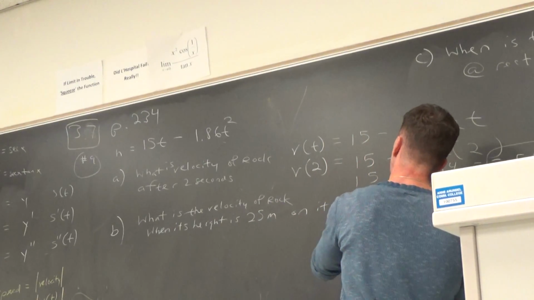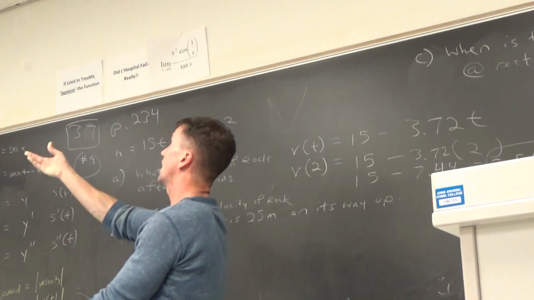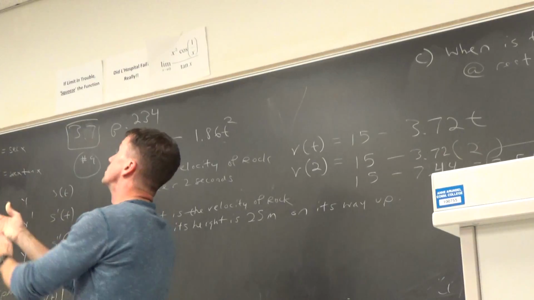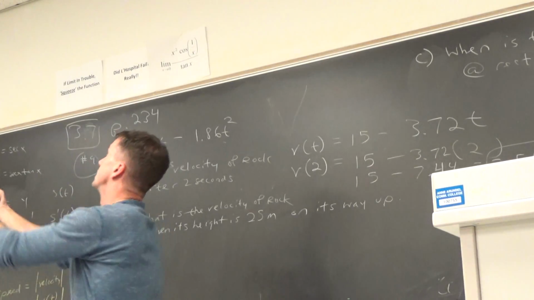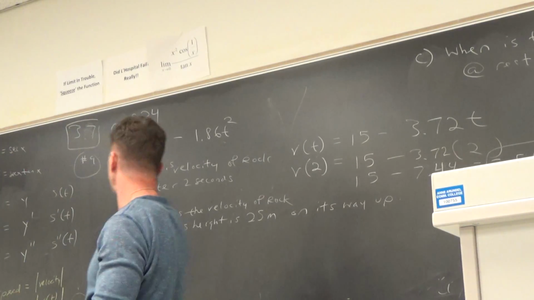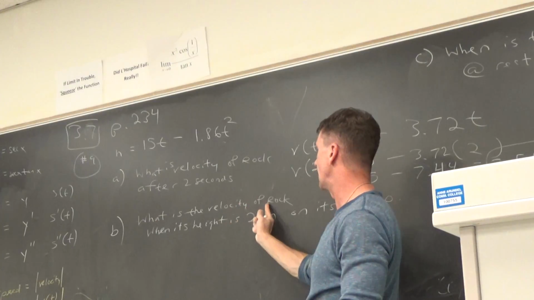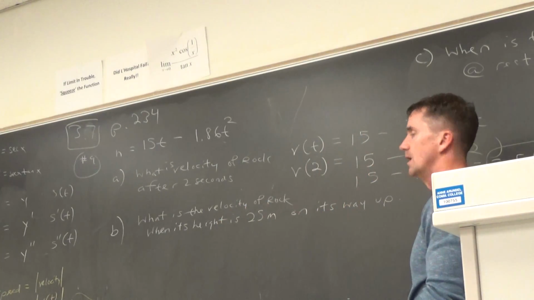Why do they say on its way up? Because when someone threw the rock, how many times did it reach a height of 25 meters? Once, twice. Does everyone agree? That's what's happening on Mars. The rock hit 25 meters on the way up, and then it hit a height of 25 meters on the way down. They're saying, could you find the velocity of the rock when its height is 25 meters on its way up?